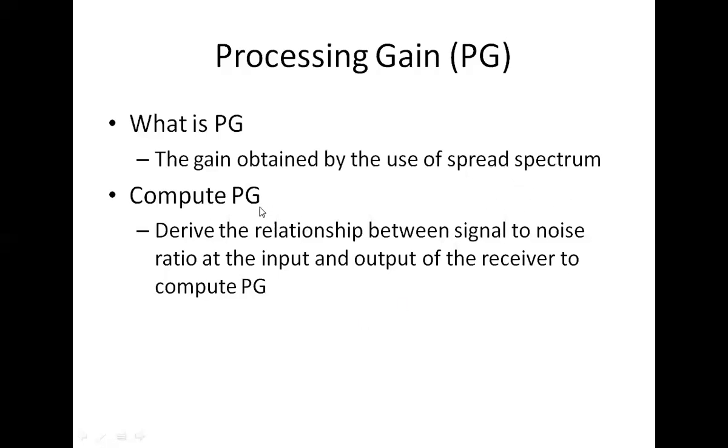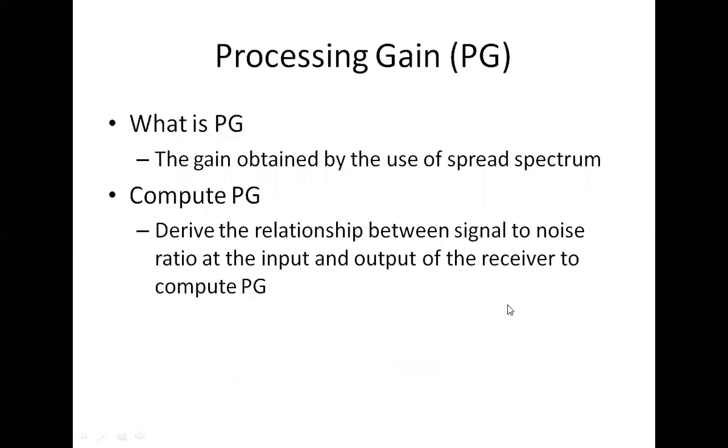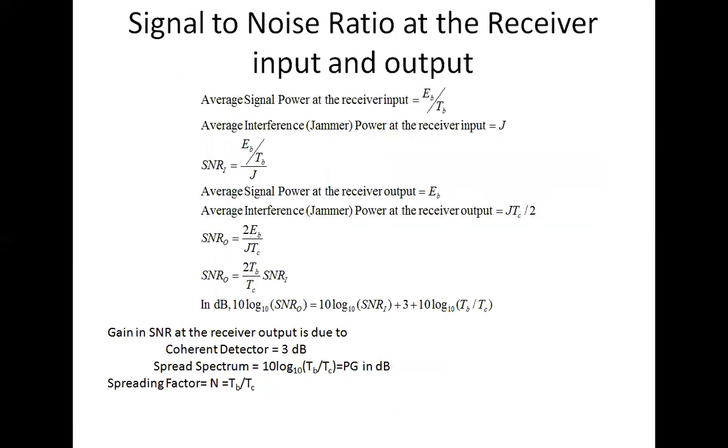How do we compute this processing gain and how is it defined? To compute the processing gain, we need to derive the relationship. We should know the relationship between signal to noise ratio at the input of the receiver and signal to noise ratio at the output of the receiver. So at the receiver, we should know what is the signal to noise ratio at the input and what is the signal to noise ratio at the output. That will give us an idea of what is the processing gain. So let's see how to calculate this processing gain.